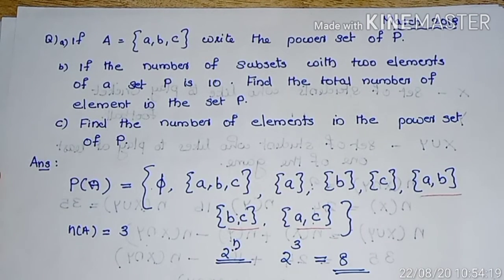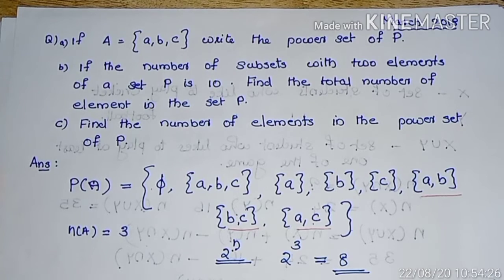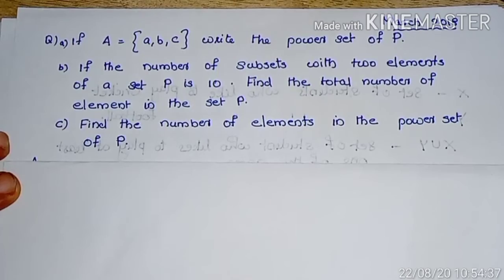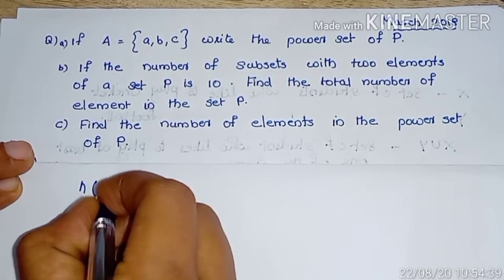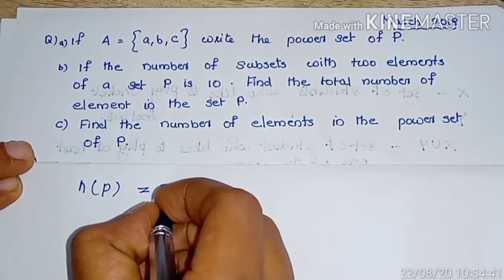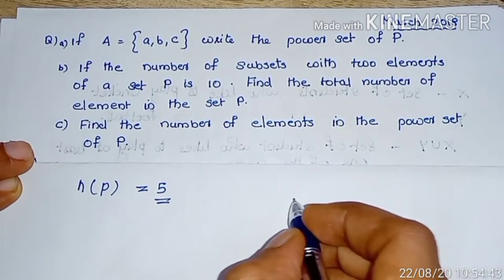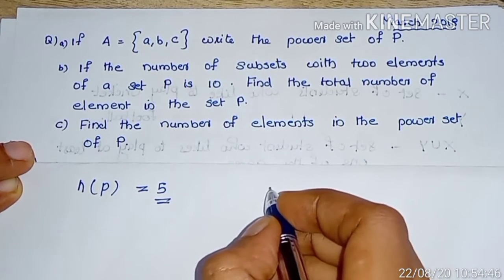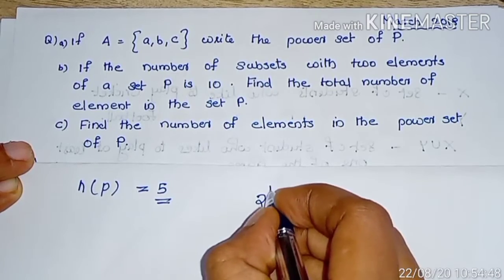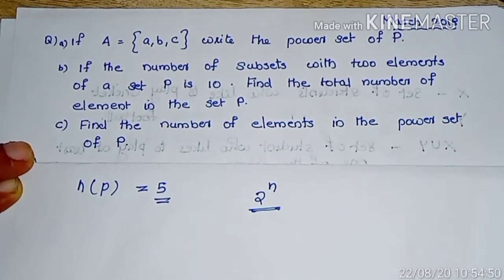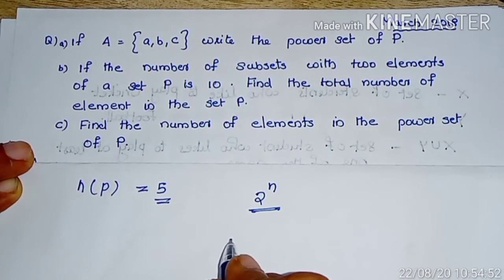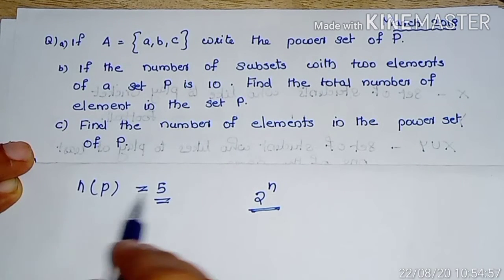Third question. Find the number of elements in the power set of P. How many elements are in P? We found out that P has 5 elements. N of P is equal to 5. Then we know the equation. The number of subsets of a set A with n elements is 2 raised to n. Then P has 5 elements.